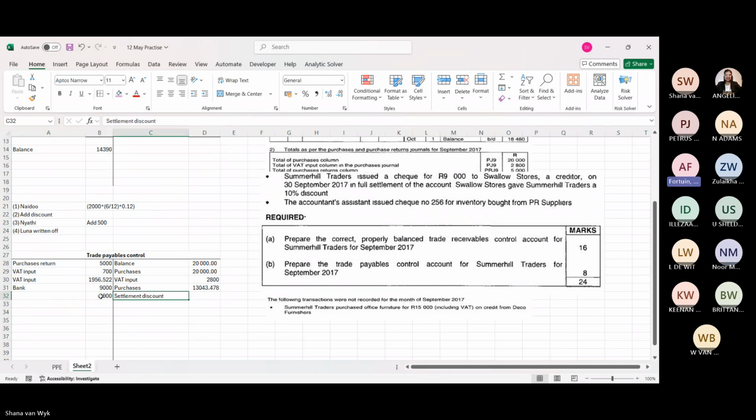No, on the same side, the 1,000. How did you get the 1,000 now? Settlement discount is 1,000 rand because 1,000 rand is 10% of 10,000. Not 9,000, Shauna, 10,000. The full account is worth 10,000, right? And so they gave us a 10% discount on the full account, which is 1,000 rand.